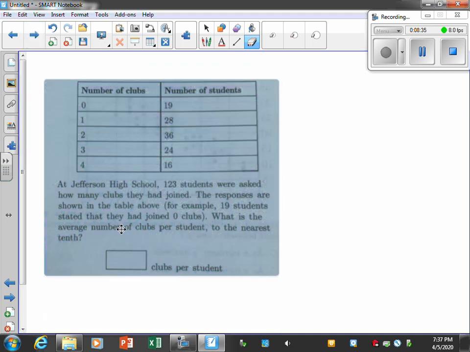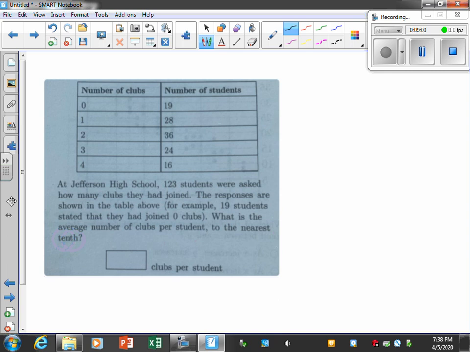All right, reading the table. At Jefferson High School, 123 students were asked how many clubs they had joined. Their responses are shown in the table. 19 students said that they had 0 clubs. What's the average number of clubs per student to the nearest tenth? So not only are we doing average, we're also going to round to the nearest tenth.